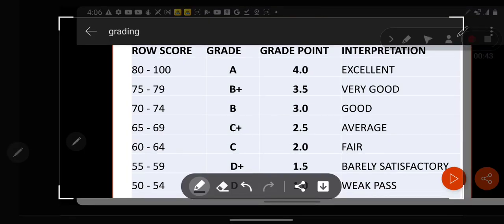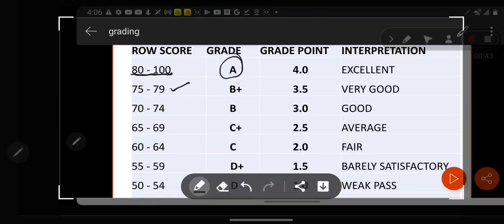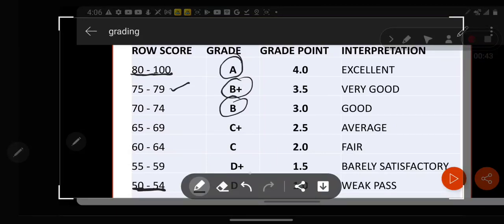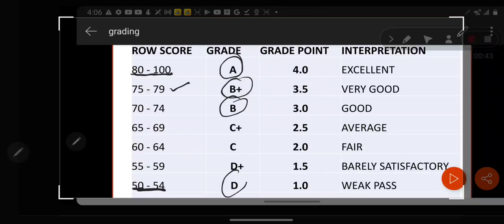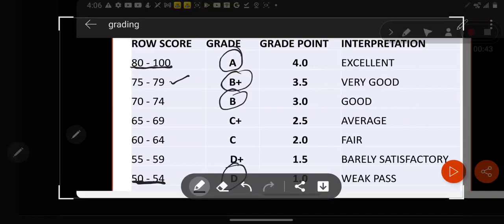If your score in the exam is between 80 to 100, you will get A. If you score 75 to 79, your grade is going to be B plus. If you score 70 to 74, your grade is going to be B. Then if you score between 50 and 54, your grade is going to be D. Any score below 50 is E, which means a fail.